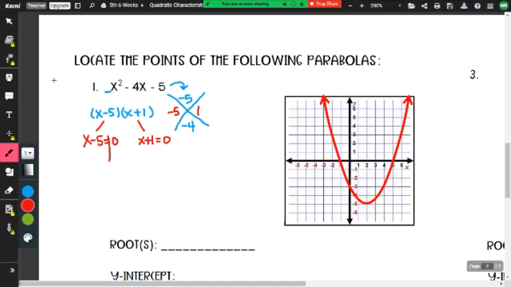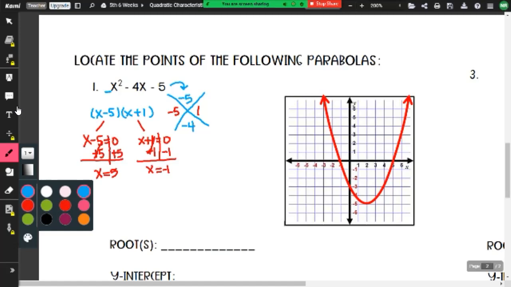It's a one-step equation. How do I move the 5 back over? Plus 5. Okay, so we get x equals 5. And how do I move the 1 over? Minus 1. So x equals -1. Okay, so we factor everything.